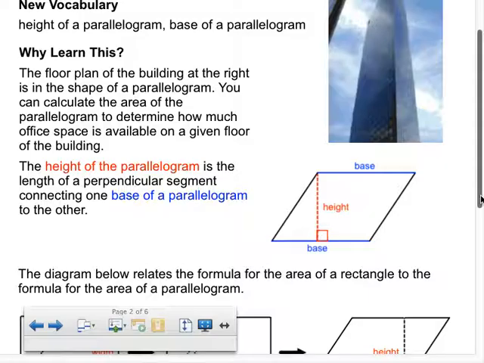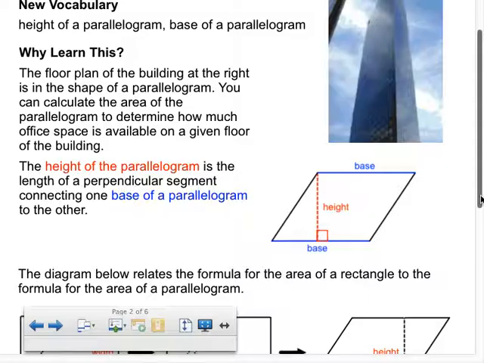The height of a parallelogram is the length of the perpendicular segment connecting the base of a parallelogram to the other base. So if you notice this parallelogram, these two sides that are in blue, those are the bases. Okay? And the height is the perpendicular distance between those two bases. The key word is perpendicular, and perpendicular means that they intersect at what type of angle? A 90-degree angle.